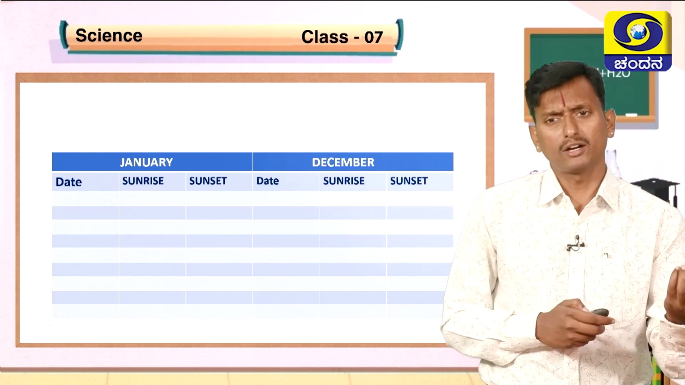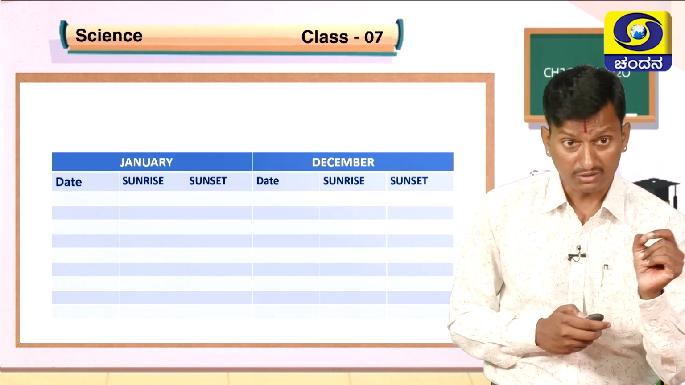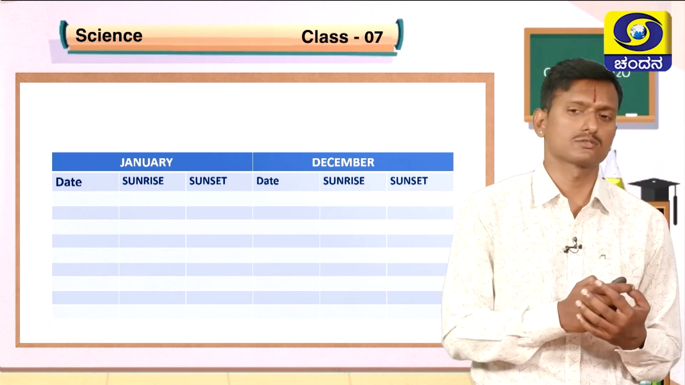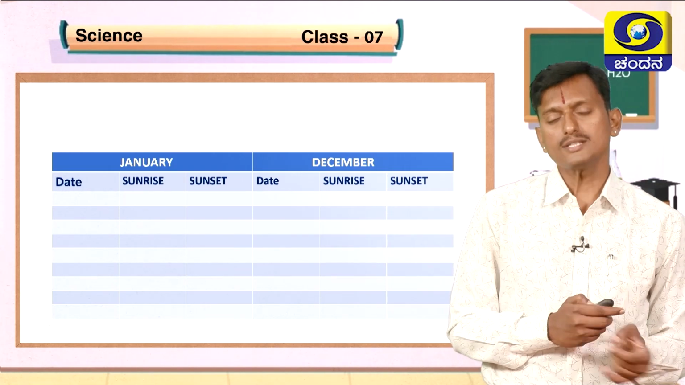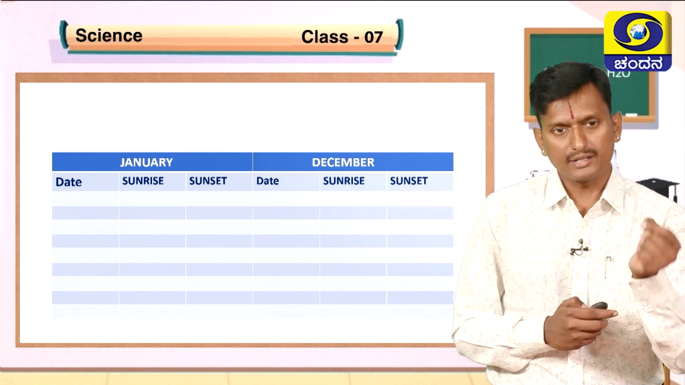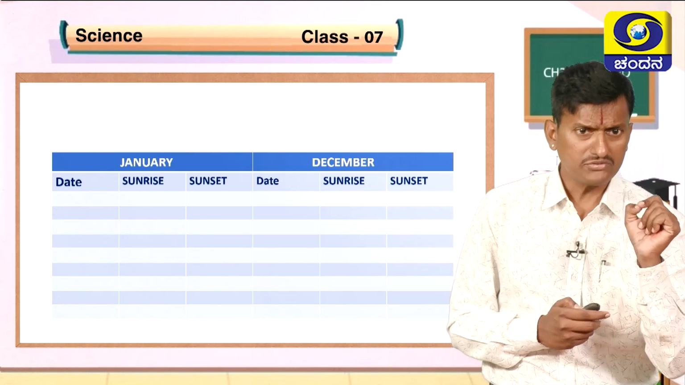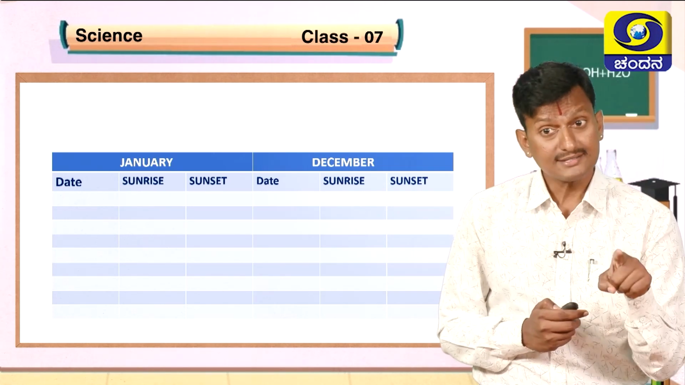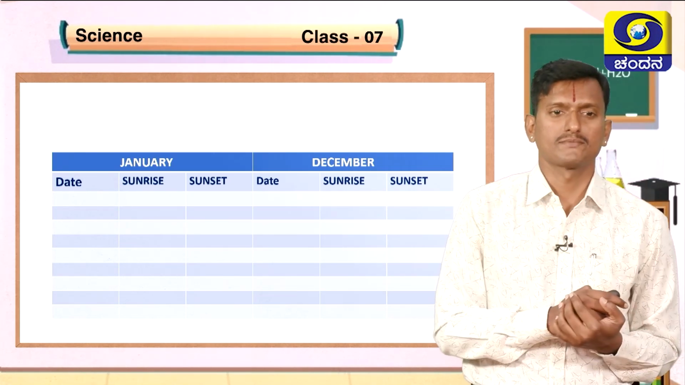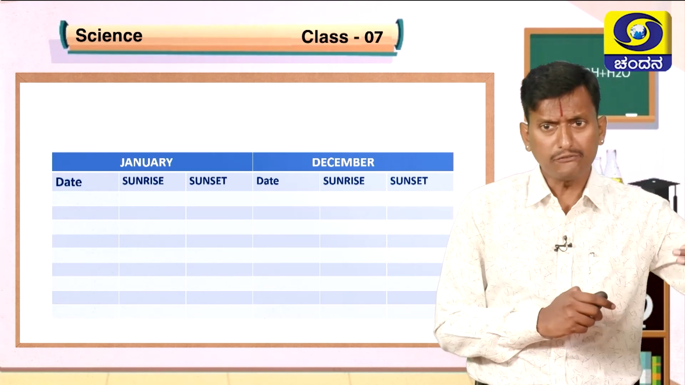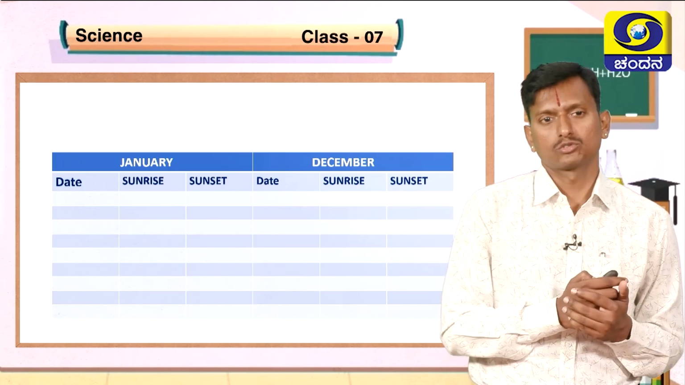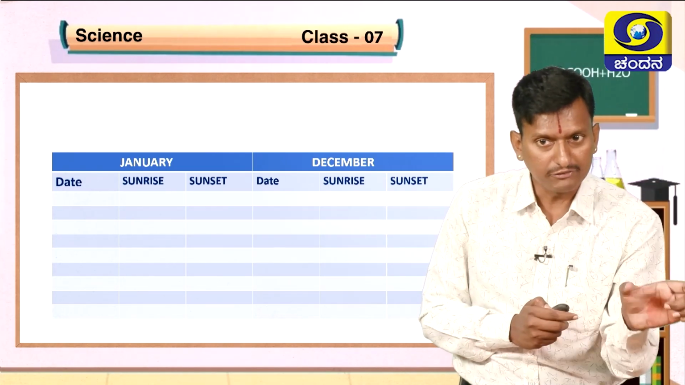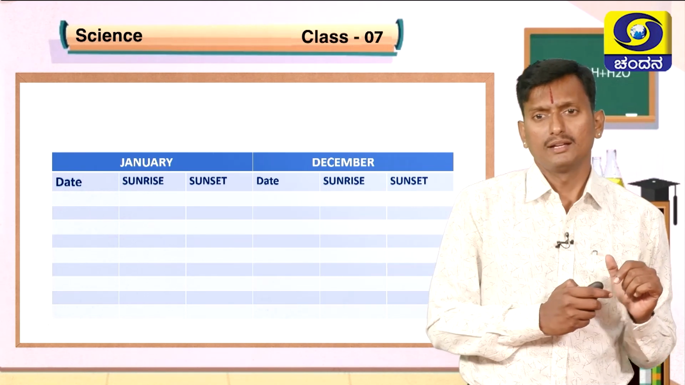Take one week or two weeks for observation. Say in January, take from 1/1/2022. Just write the time of sunrise in the morning and sunset in the evening. In the same way, do it for a week. So, you will get the sunrise and sunset timings in the month of January.